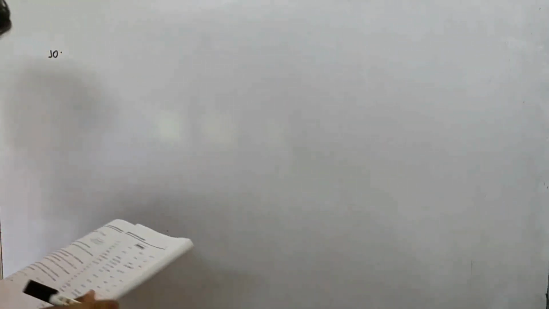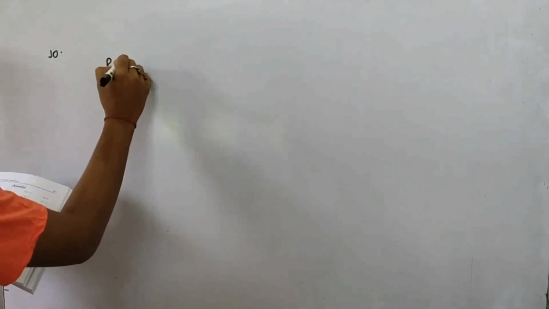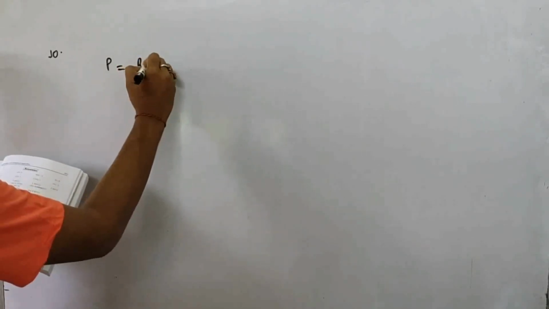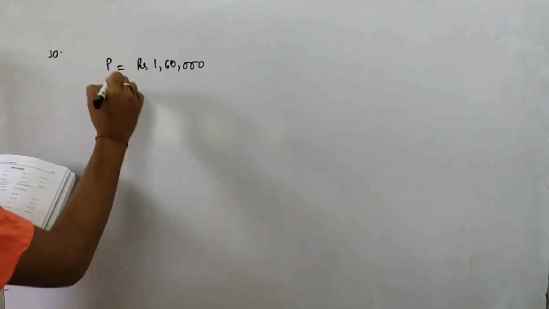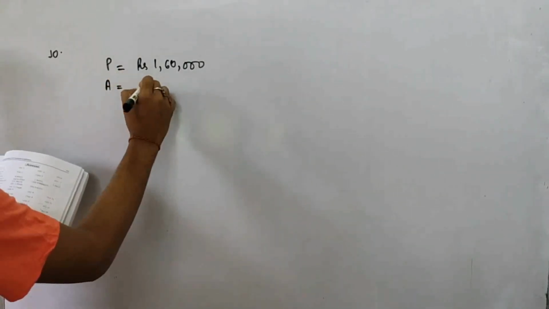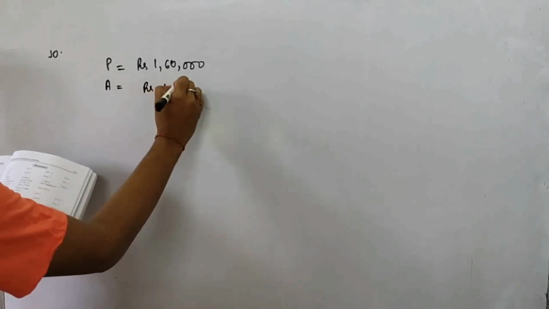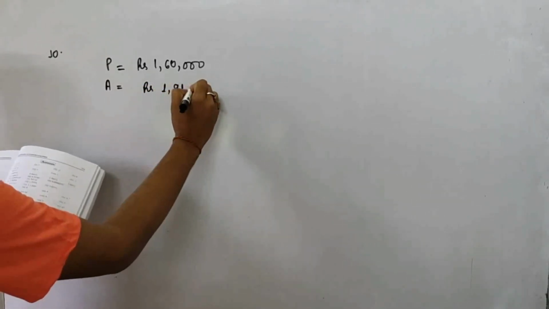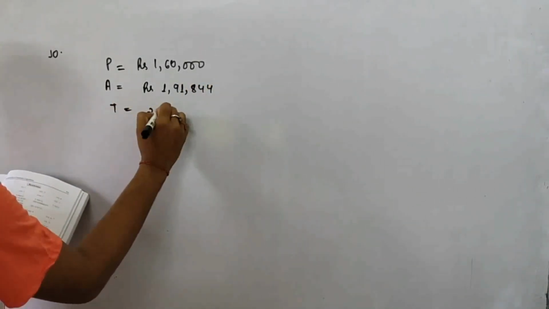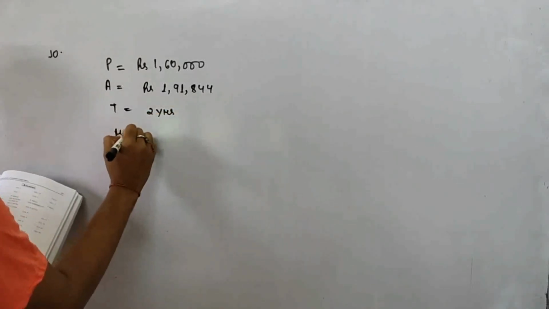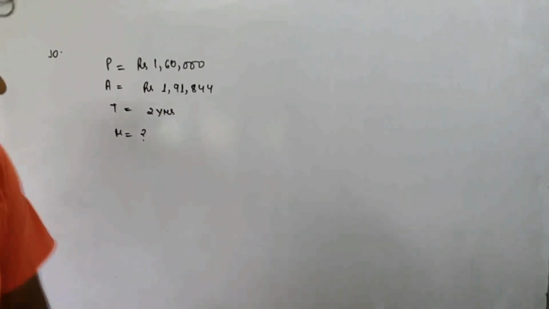Applying logarithm, find at what rate percent, meaning you have to find the value of r, will rupees 160,000, this is your principal, amount to rupees 191,844 in 2 years. Time is 2 years. What do we have to find? The rate. So what is the formula?